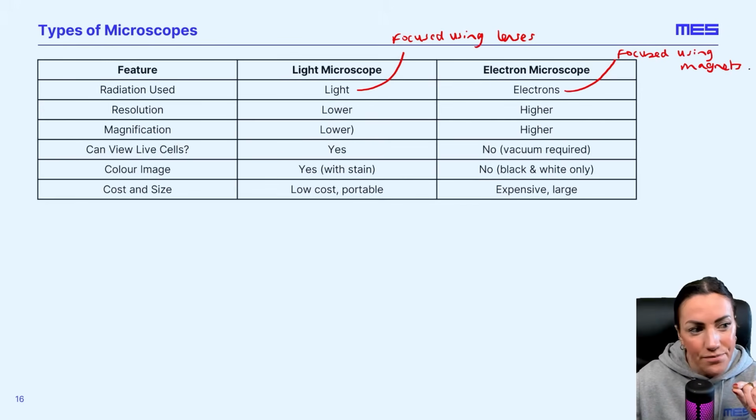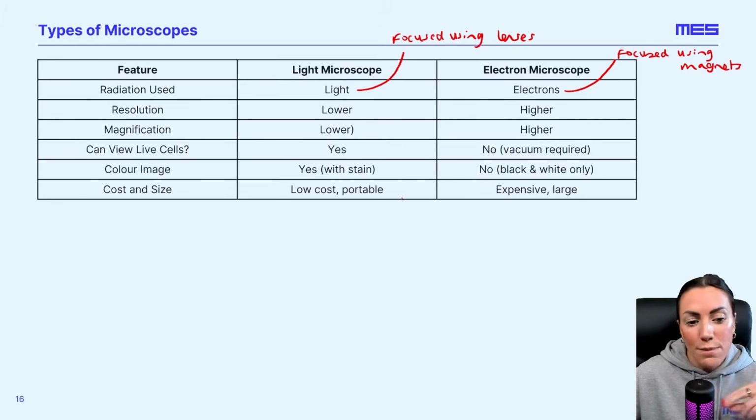magnets. Now, the resolution is much higher in an electron microscope. The magnification is much higher in an electron microscope. But with the electron microscope, you can only view dead specimens. With a light microscope, you can view living things. With a light microscope, one of the benefits is you can see colour. So if you've stained it, you'll see the colour of the stain. With the electron microscope, you only get black and white images.